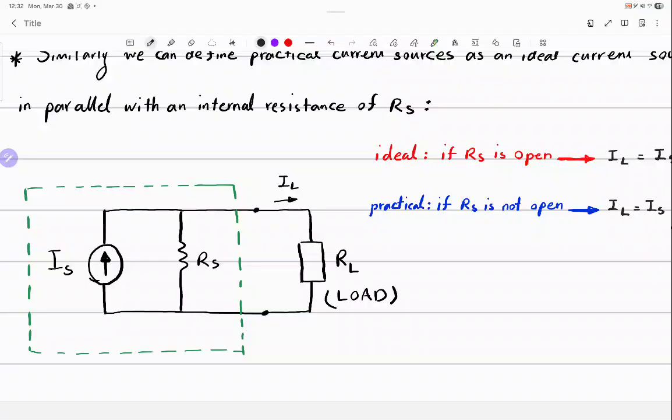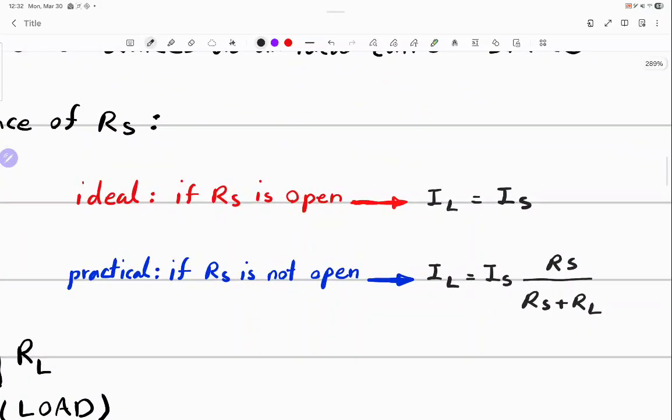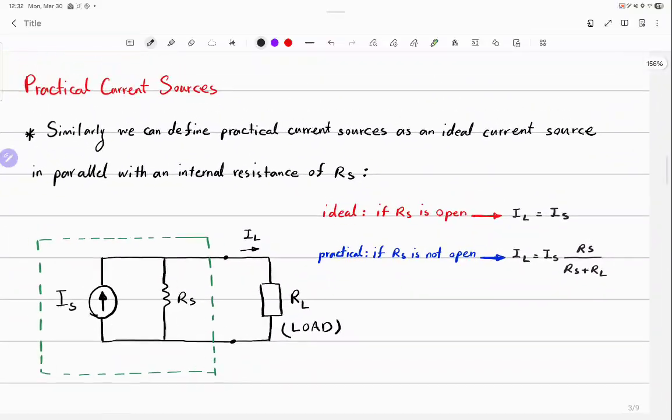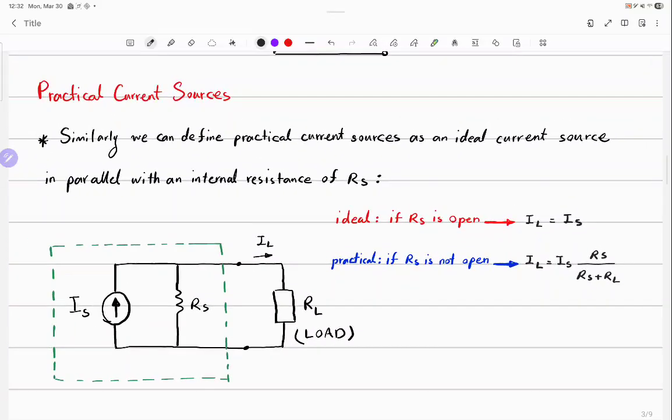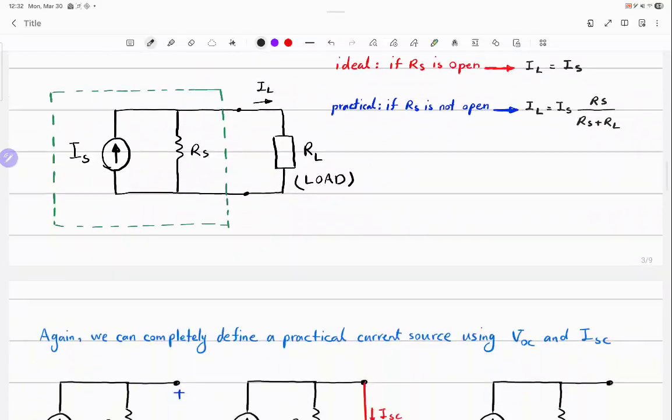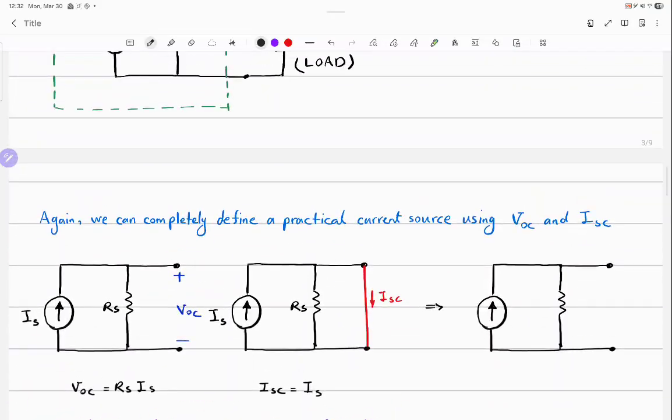Infinite resistance. So you want to make it infinity. I know that you love mathematics and limits and everything. So can someone tell me what's the limit of the right-hand side expression if RS approaches infinity? 1. 1 times IS, so they become equal. Okay? So mathematically, physically, and everything, we should understand what the ideal current source is.